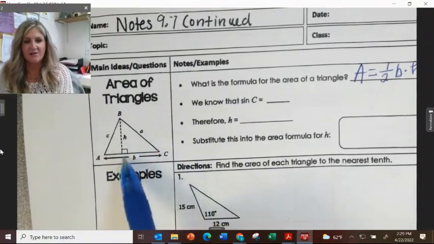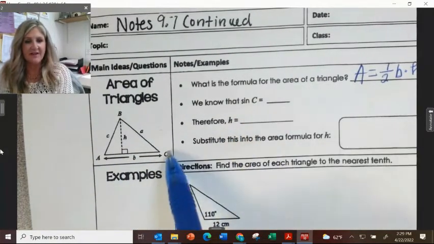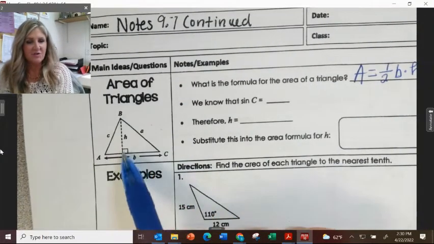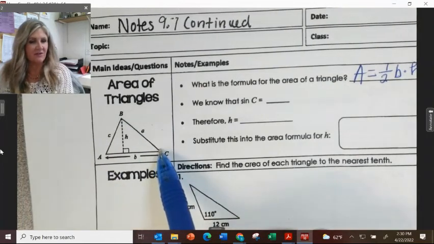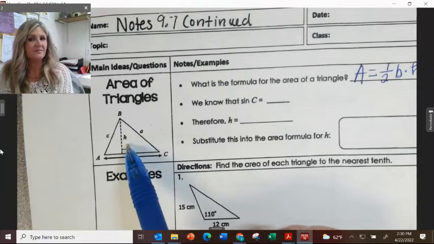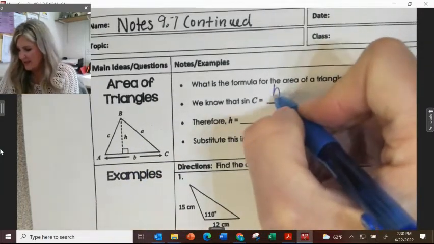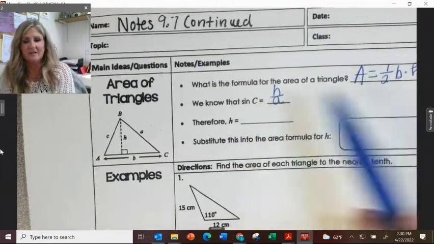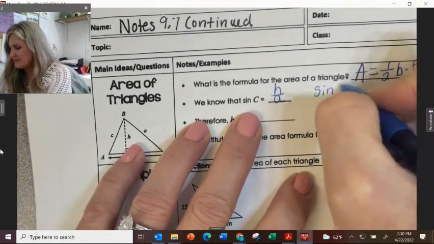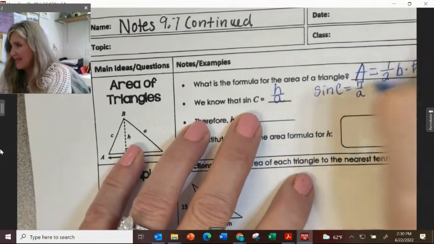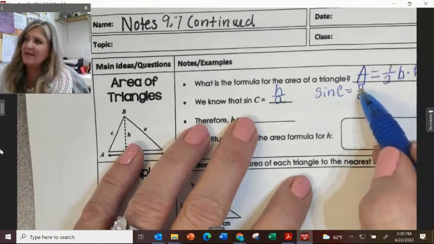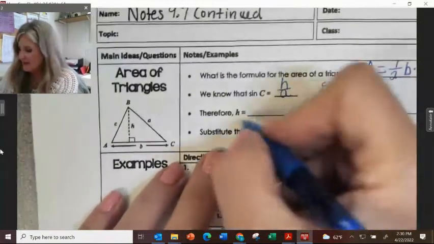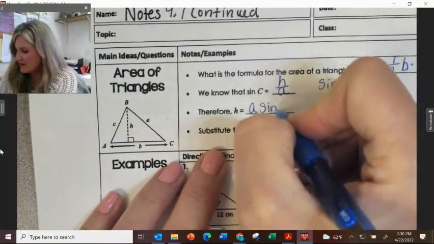We're going to look at this part of the right triangle. If I have a right triangle, I can say that the sine of angle C is going to be opposite over hypotenuse. So in this case, what is the opposite of angle C for this right angle? H over A. Good. We're going to find another name for the height using this. So if sine C equals H over A, then what's the height going to be? How can I get rid of divided by A? So multiply by A. So H is going to be A sine C.